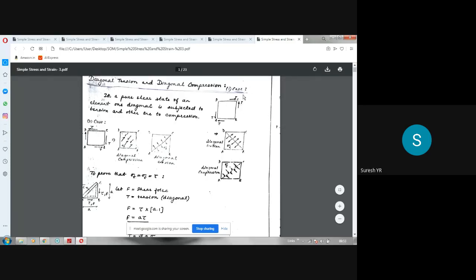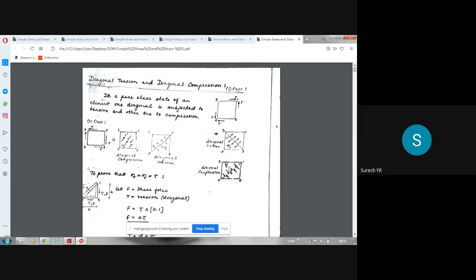Then correspondingly, what is the effect on the other diagonal AC? On the other diagonal AC, it will be opposite: compression. See, I have written it towards. You know that in the last classes I told you that if there is elongation in one direction, there will be contraction in the other direction. That is the concept we are using here. So the BD diagonal is subjected to tension because of stretching in this direction as well as in this direction. This is called diagonal tension. Then in the other direction, automatically it is diagonal compression.